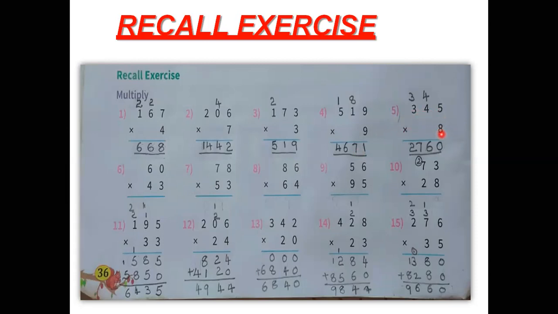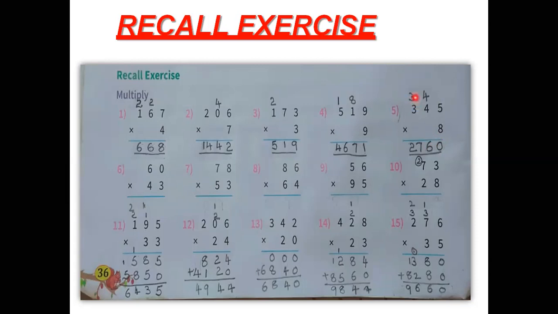345 we should multiply by 8. Now you have to multiply 8 into 5. 8 fives are 40. So 4 we will carry to the tens place and 0 you will write in the ones place. Now you have to multiply 8 into 4. 8 fours are 32. Then you have to add this 4. 32 plus 4 you will get 36. So now 3 you will carry to the hundreds place and 6 you will write in the tens place. Now 8 threes are 24.